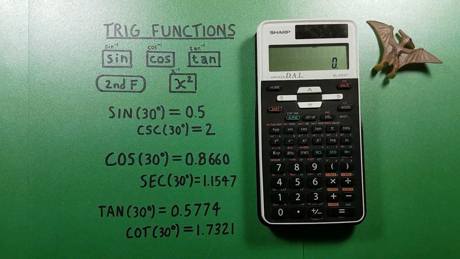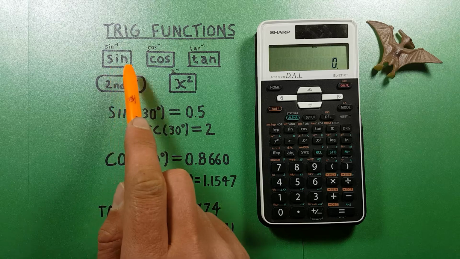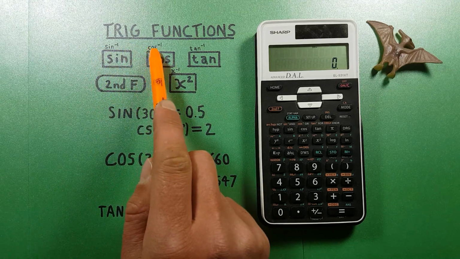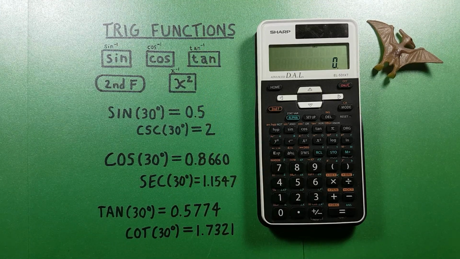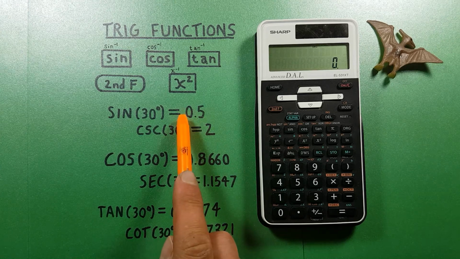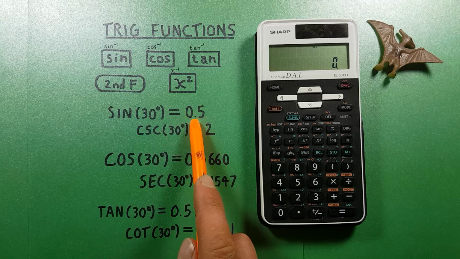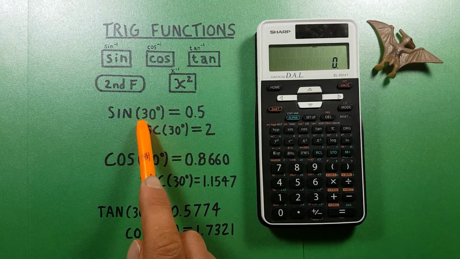This calculator can also be used to find the Arcsin, Arccos, and Arctan of a value. We do that by using the second function of sine, cosine, and tan, represented by this sine minus 1, cos minus 1, and tan minus 1. These Arcsin, Arccos, and Arctan functions are used to go from the result of, say, the 0.5 that we got from 30 degrees back to figure out how many degrees we used.